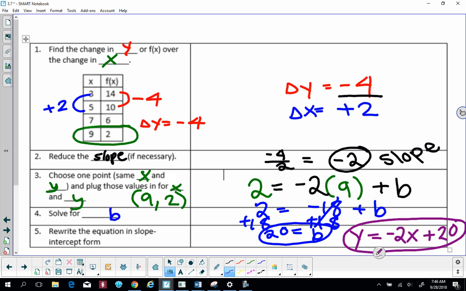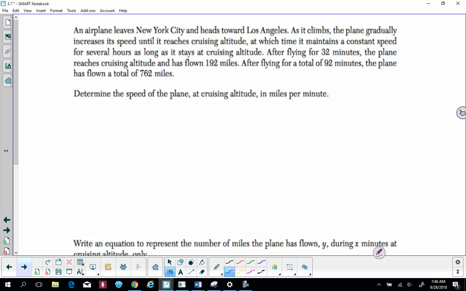So the last note on your paper is this one right here. And so this, can I have a volunteer read this out loud? Anybody? Thank you.